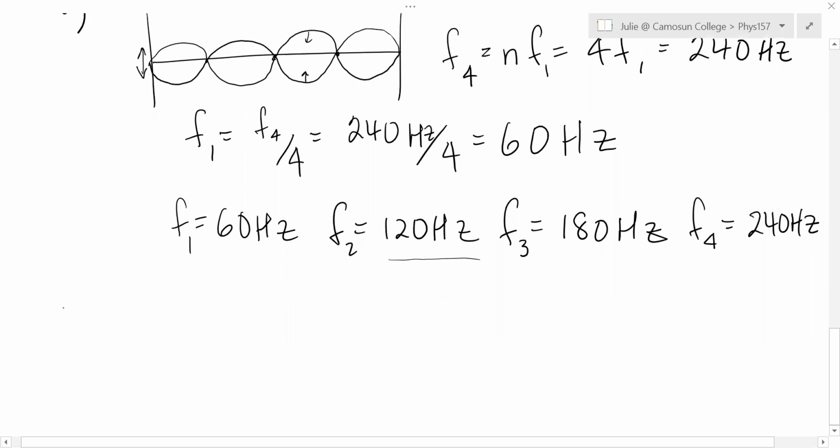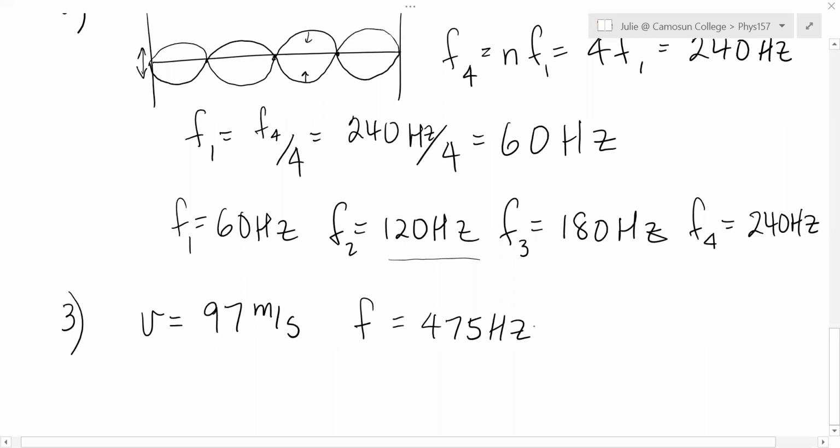Okay, number 3. This one says the speed of waves on a string is 97 meters per second. So we're given V, 97 meters per second. If the frequency of standing waves is 475 hertz, so F, now we don't know which F it is, not necessarily fundamental, but it's simply F, is 475, but we do know it's one of the normal modes. The question is, how far apart are 2 adjacent nodes?